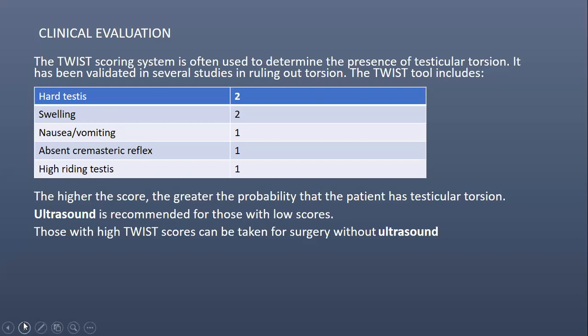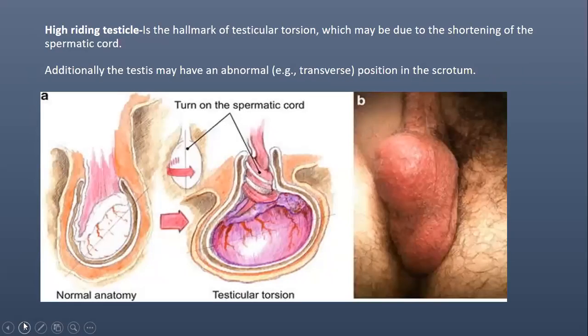If you have an absent cremasteric reflex, which I'm going to show you in the coming slides, you give a score of 1. If you have a high riding testis, you give a score of 1. So if a person scores very high, maybe they have a hard testis, a swollen testis, they are nauseated or vomiting, they have an absent cremasteric reflex and a high riding testis, this person can be taken straight to surgery, because you don't really need a scan. The more time you save, the more likely you are to find the testis still viable. Okay, we can go to the next slide.